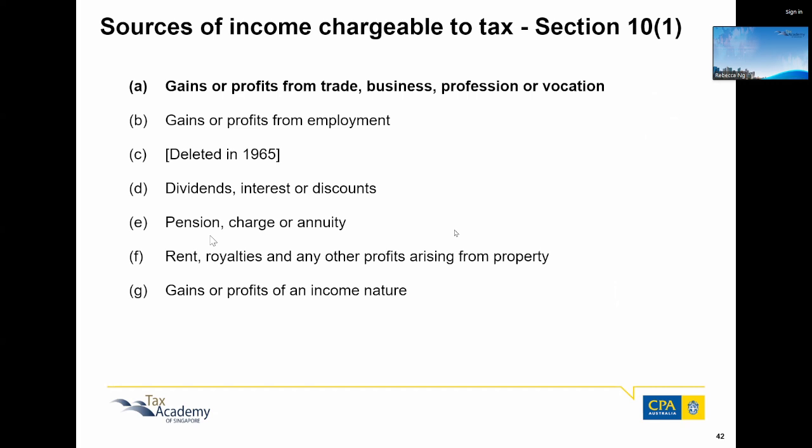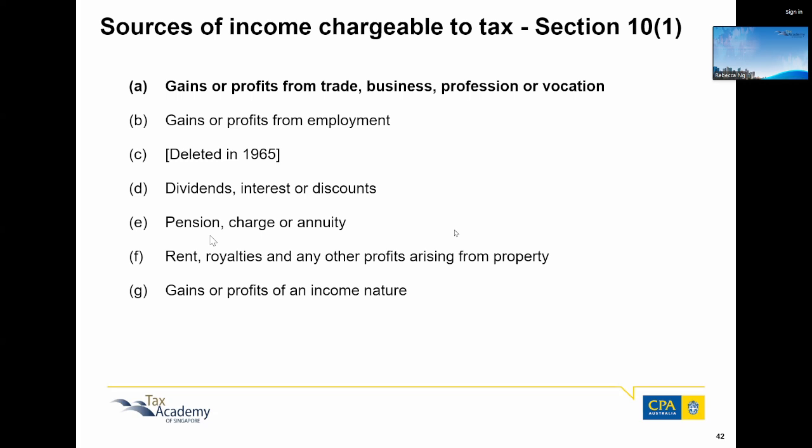Then we have section 10(1)(d), which includes dividend, interest, and discount. So dividend is actually paid by a Singapore tax resident company. It's exempt in the hands of the shareholder. Note that dividends are subject to tax under section 10(1) unless specifically exempted under section 13. So a shareholder who receives dividend from a Singapore tax resident company receives one-tier dividend income. It is exempt from tax and it is not taxable, right?